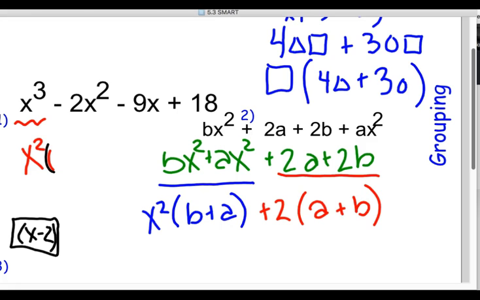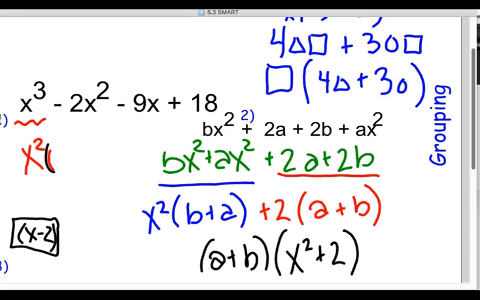As soon as you have that, you know that one of your parentheses is what's inside your parentheses. So what's inside the parentheses? A plus b. Your other one is what's outside the parentheses. So what's outside the parentheses? Can you break down x squared plus 2 anymore? Nope. If it's a plus sign, automatically can't do. So one of these is just what was inside the parentheses, the other one is what was outside. So factor by grouping: if you have 4 pieces, you should factor by grouping.